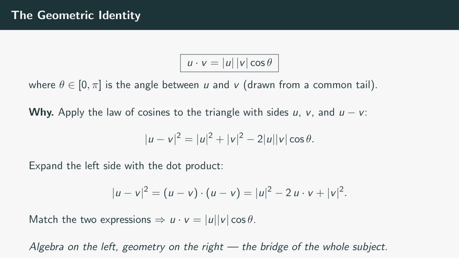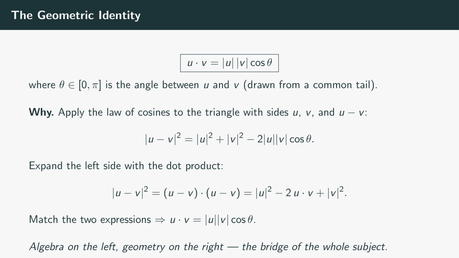Now, the heart of the episode. That same component-wise sum has a stunning geometric meaning. The dot product of u and v equals the magnitude of u times the magnitude of v times the cosine of the angle between them, where the angle is measured between 0 and 180 degrees with the two vectors sharing a tail. Why is this true?